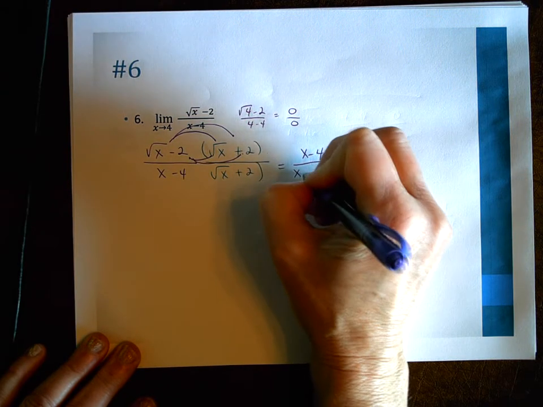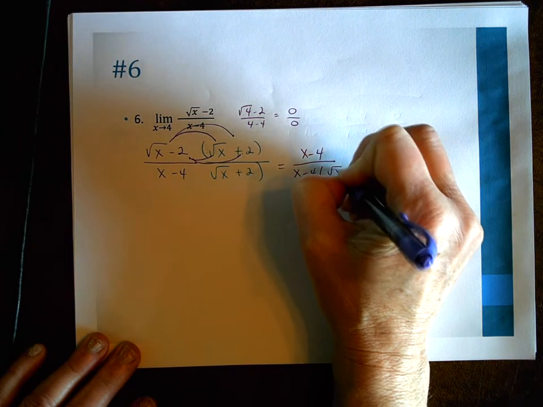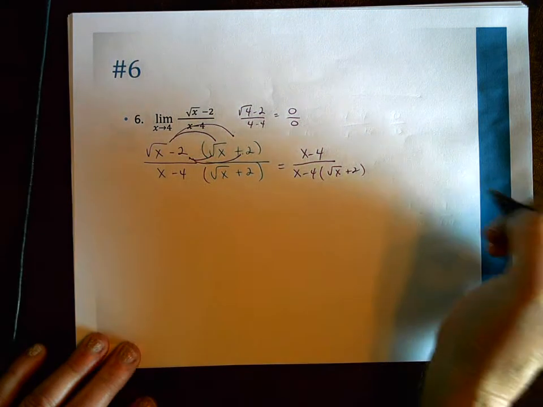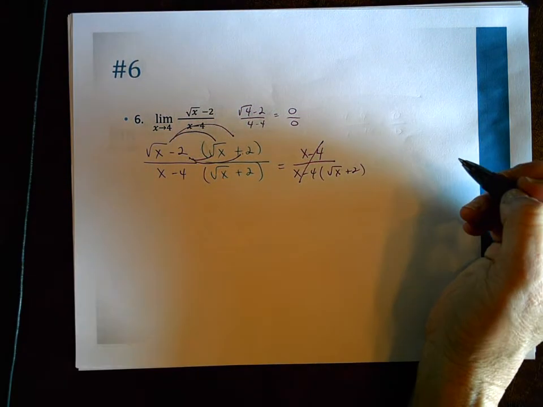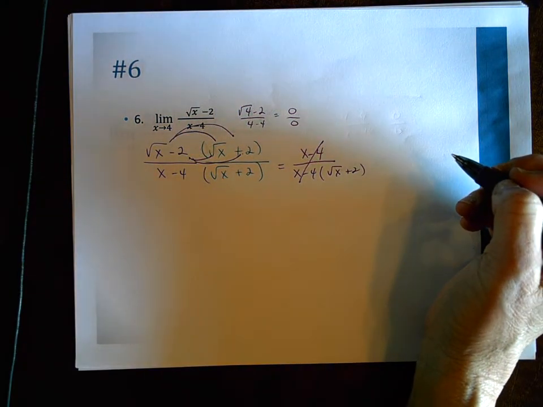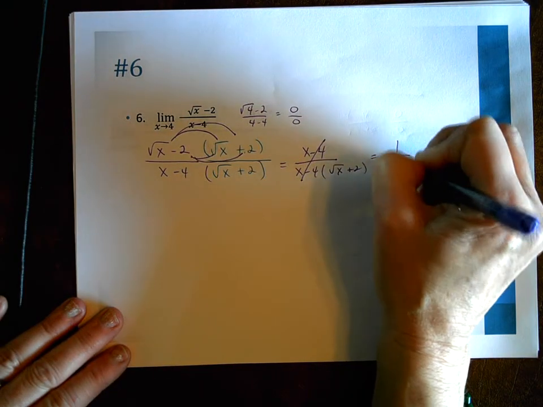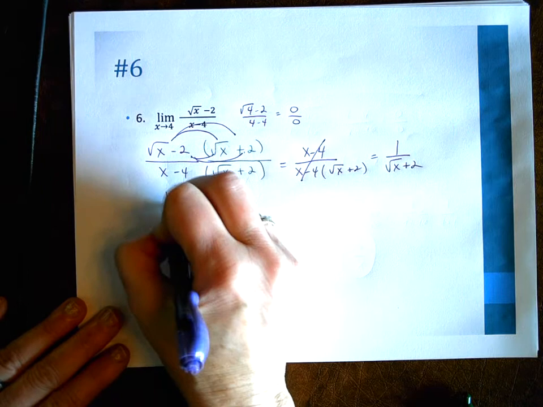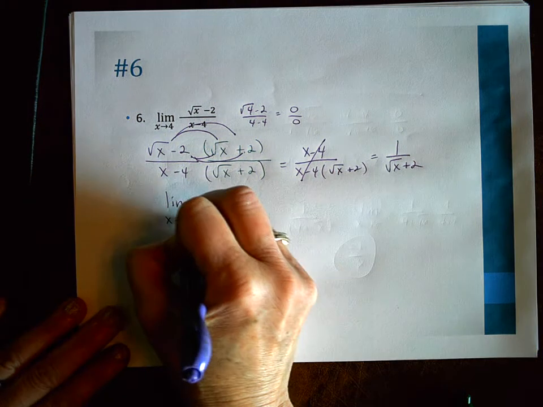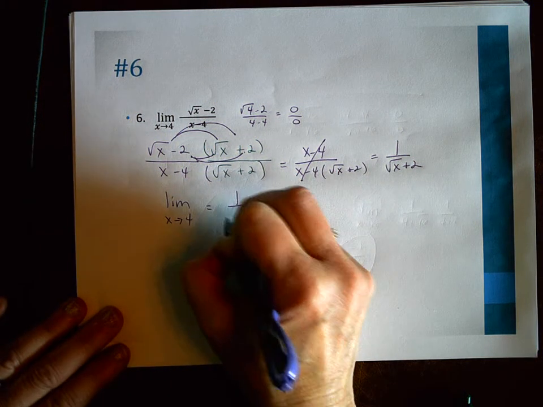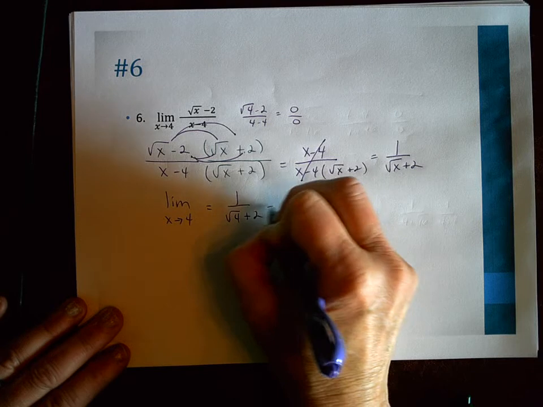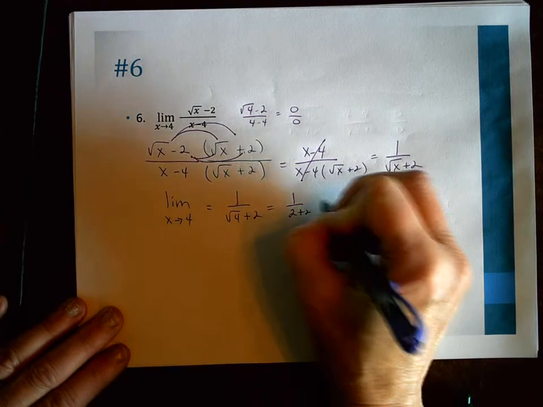Do not multiply out the denominator. They should cancel. Either they're going to cancel out completely, or like the other example, make a negative 1. So you're left with this. And then we're going to do direct substitution. So we have 1 over the square root of 4 plus 2. That's 1 over 2 plus 2. Or 1/4.